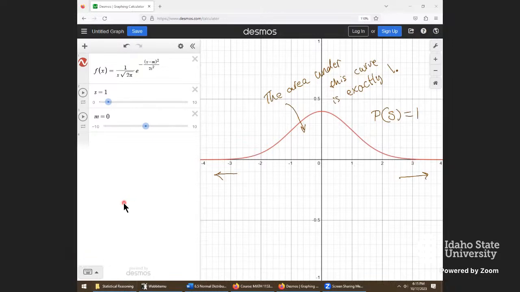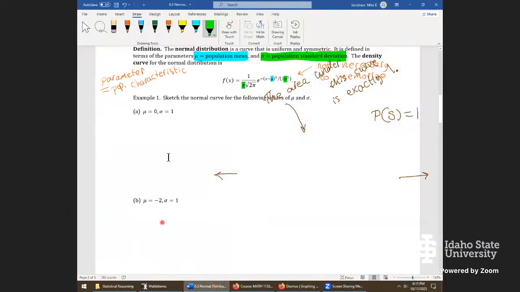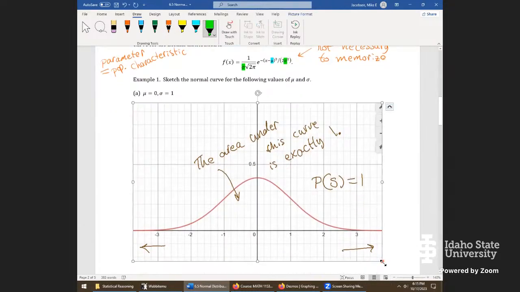But that's our curve. Let's take a screenshot of it and place it down on the notes. Example 1 is not something that you would be asked to do in class for quizzes or exams. Really, for us, it's just a chance to catch our breath, take a look at what these normal distributions look like before we start doing calculations with them. So here's our first one.